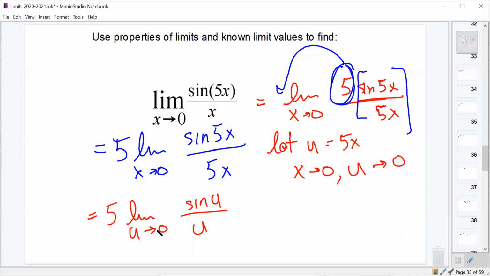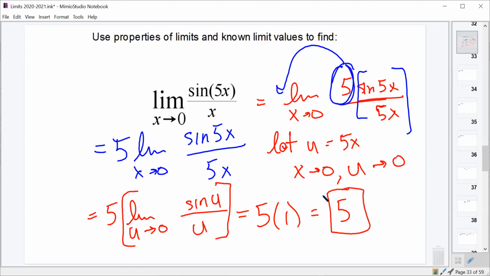And so with a simple variable substitution, I've now turned this into the limit as u approaches 0 of sine u over u. And this is the exact limit, other than the fact that these are u's instead of x's. That doesn't matter. I can name an angle anything I want. This piece inside the bracket should still just be 1. And so the result should just be that constant I pulled out, 5 times the 1, giving us 5. Any questions or issues with that?